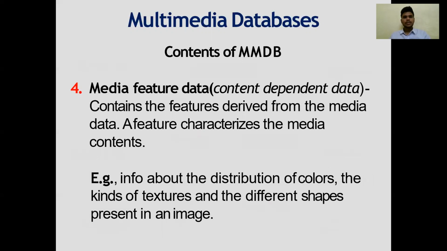Next, media feature data. This is content dependent data and contains the features derived from the media data. A feature characterizes the media contents. Examples: information about the distribution of colors, the kind of textures, and the different shapes present in an image.